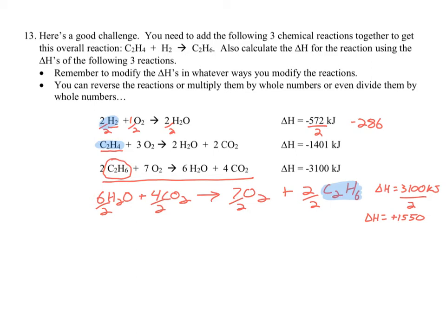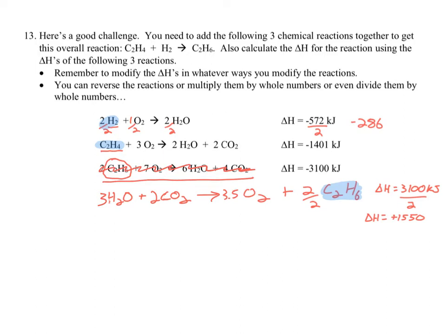All right, let's clean some things up here a little bit. The 7/2 O2 will become 3.5. The 4/2 CO2 will become 2 CO2. And then the 6/2 H2O will become 3 H2O. All right, I'm going to just scribble out that third one written there so that doesn't confuse me.